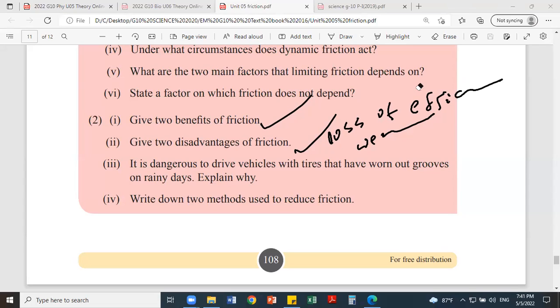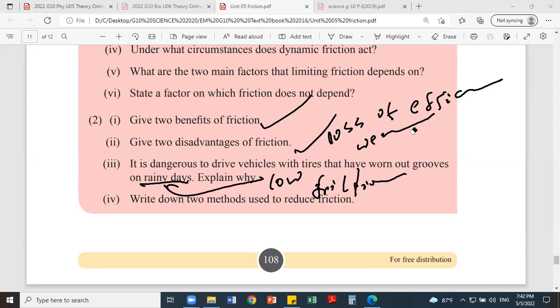Part 3: on rainy days, there is low friction between the tires and the road, and there's a risk of the vehicle slipping. Therefore, when the brake is applied, it might not work, or the vehicle might slip and face accidents. So on rainy days, even on the highway, they ask to reduce the speed of the vehicle. You can't drive at the same speed, 100 kilometers per hour.